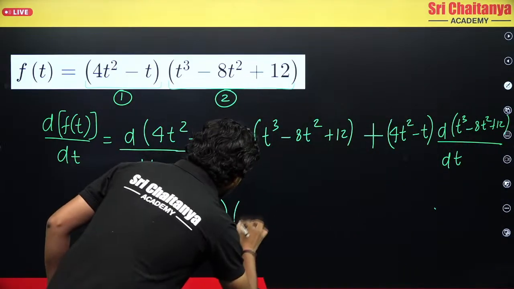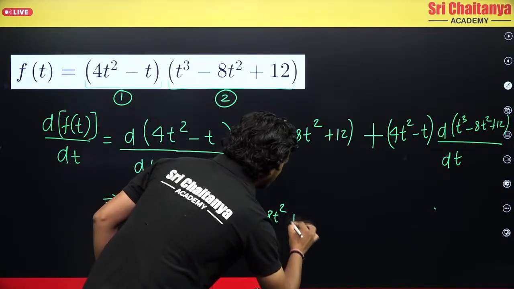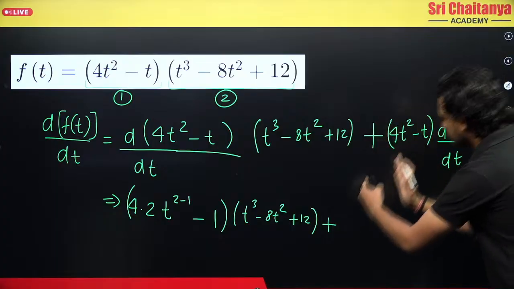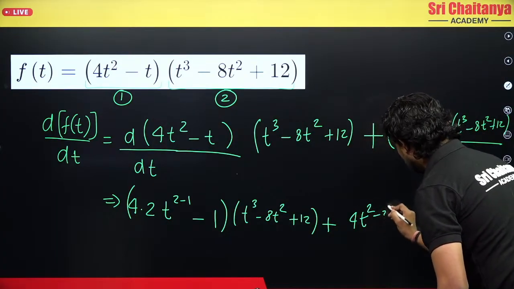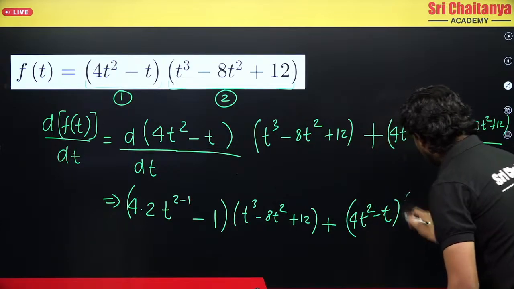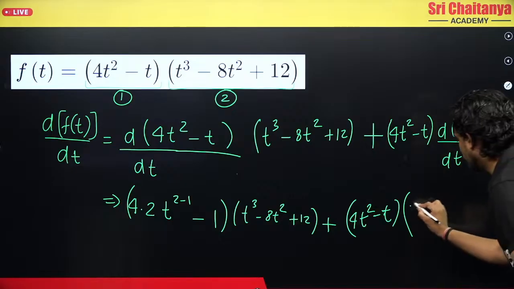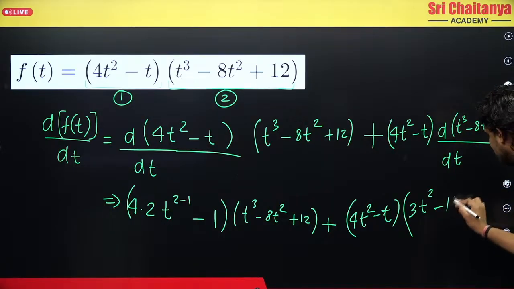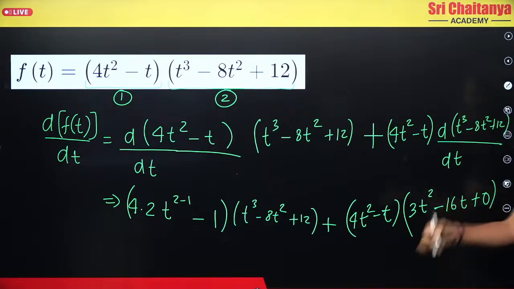So I will keep this as it is. T cube minus 8t square plus 12 plus, right? I will keep this function as it is, so this will become 4t square minus t. And I will differentiate this function. So what is this? T cube. So differentiation of t cube, this 3 will come forward, 3t square, minus 8t square, this 2 will come forward, so 8 2s are 16, and t, plus differentiation of 12 is 0, correct?